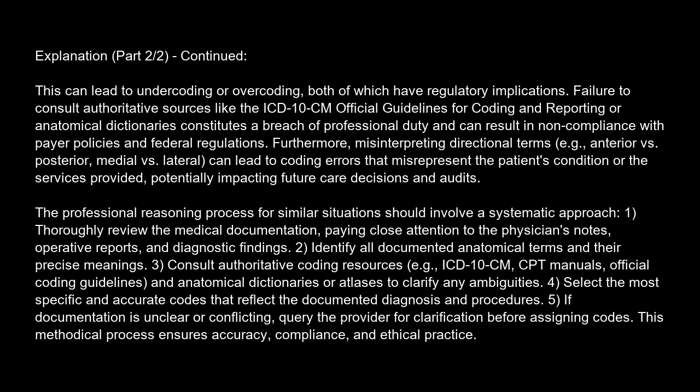1. Thoroughly review the medical documentation, paying close attention to the physician's notes, operative reports, and diagnostic findings. 2. Identify all documented anatomical terms and their precise meanings. 3. Consult authoritative coding resources, e.g., ICD-10-CM, CPT manuals, official coding guidelines, and anatomical dictionaries or atlases to clarify any ambiguities. 4. Select the most specific and accurate codes that reflect the documented diagnosis and procedures. 5. If documentation is unclear or conflicting, query the provider for clarification before assigning codes. This methodical process ensures accuracy, compliance, and ethical practice.